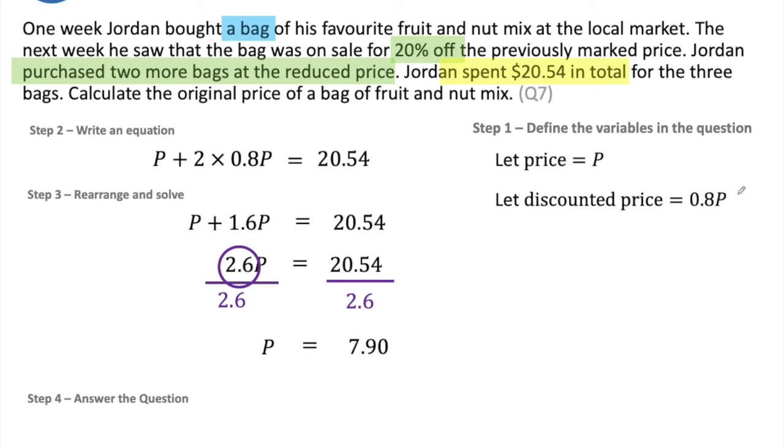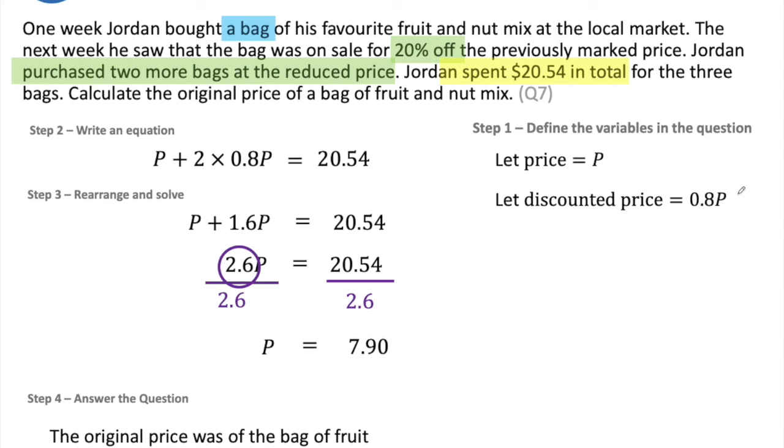So now that I've got my p value, I can go ahead and answer the question. Now the question was only asking me for the original price of the bag of fruit and nut mix, which was represented by P in our equation, and we know that is $7.90. So I don't need to do any additional calculations. I can go ahead and answer the question. The original price of the bag of fruit and nuts mix was $7.90.